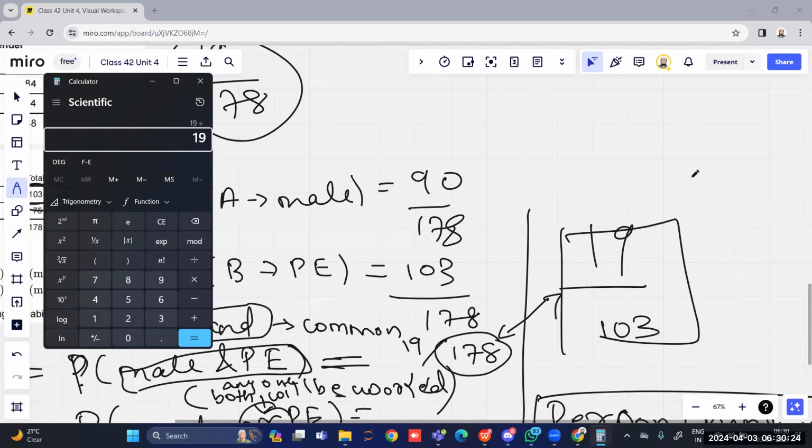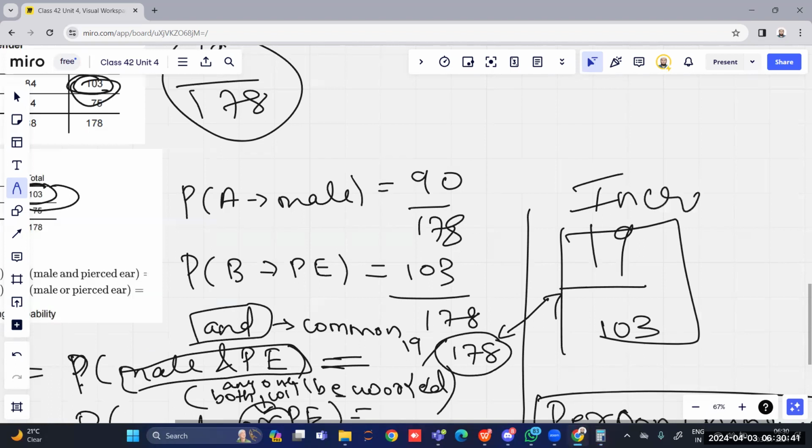19 divided by 178, how much is it? 0.1067. And what is 19 divided by 103? It is 0.18. So the probability here has been increased. Here it is increased, yes or no? Due to the condition, it can happen. It can increase and it can also decrease.